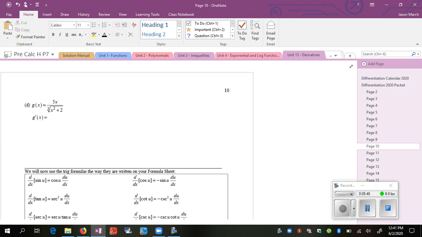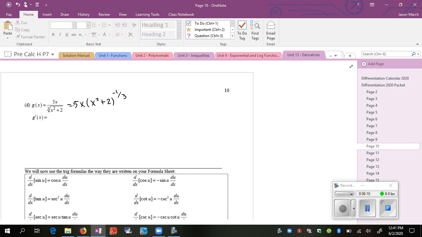All right, so the last one we'll do here before we get into trig is recognizing that this one is going to be equivalently, I could write it as 5x parentheses x squared plus 2 to the negative 1/3. So this is not the derivative yet. All I've done is rewritten it so that I could apply different rules.